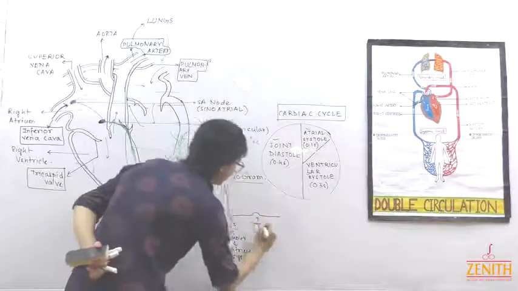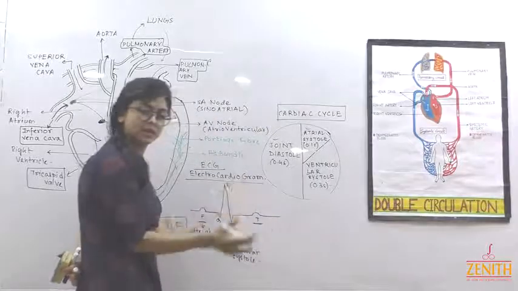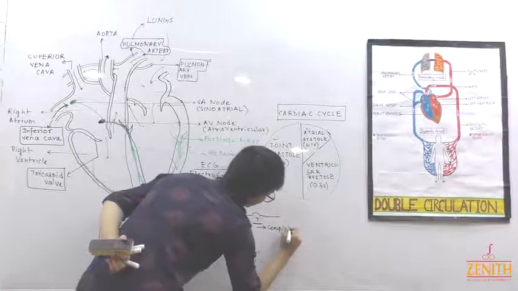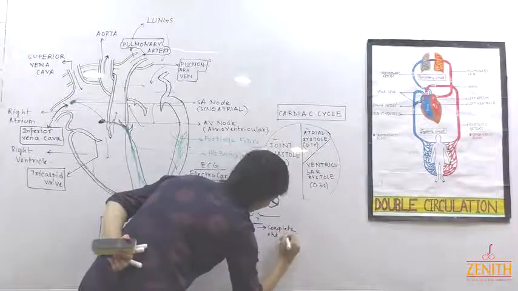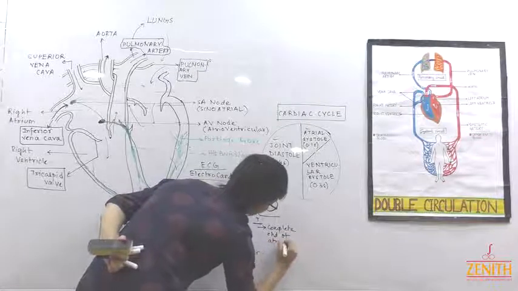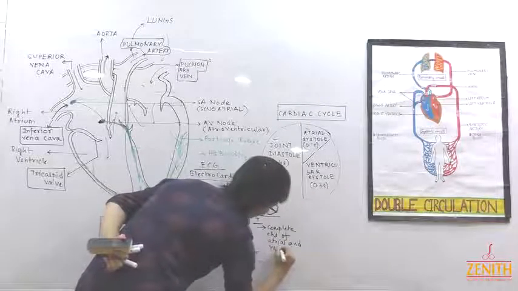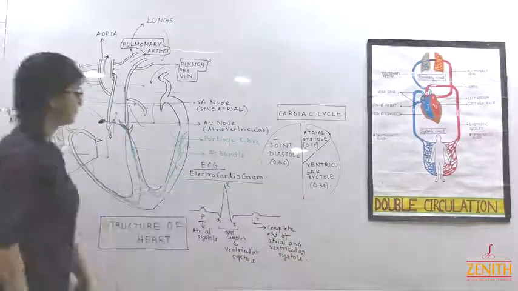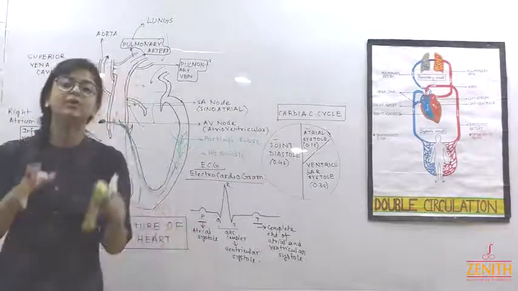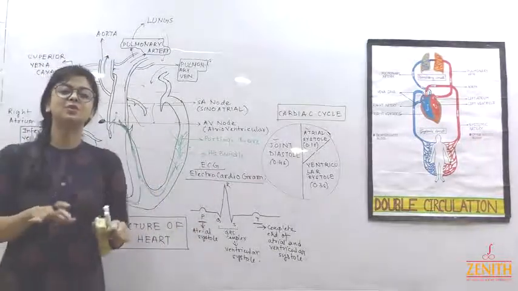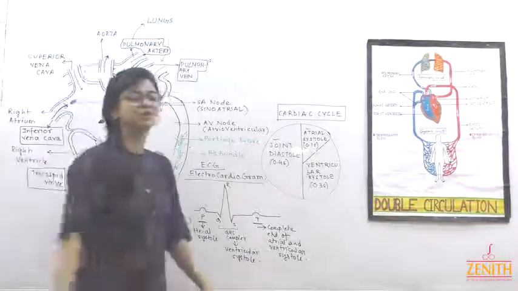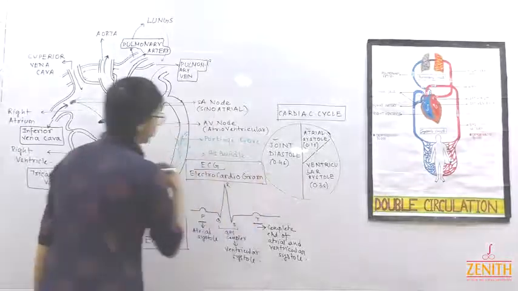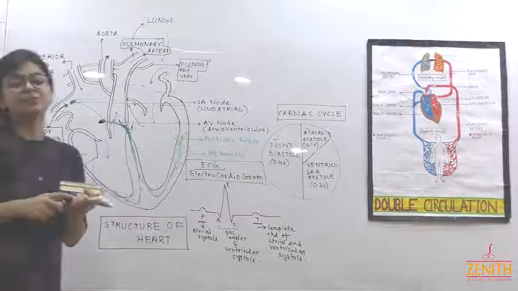And the last will be the T wave. The end of the T wave marks the complete end of atrial and ventricular systole. That means here the ventricular and atrial systole is getting completed. Then the joint diastole will start. So this curve is called the ECG, or the electrocardiogram. So this is about the topic.